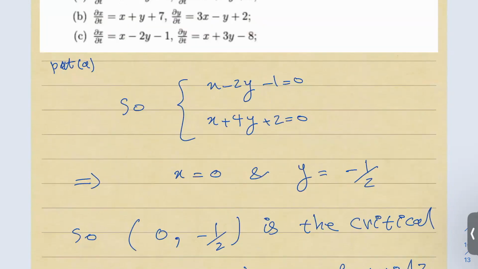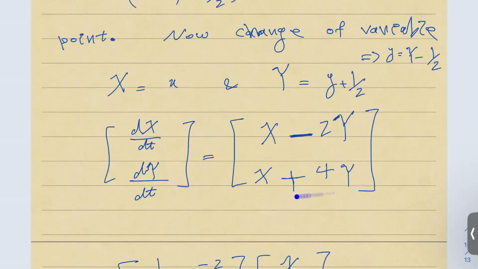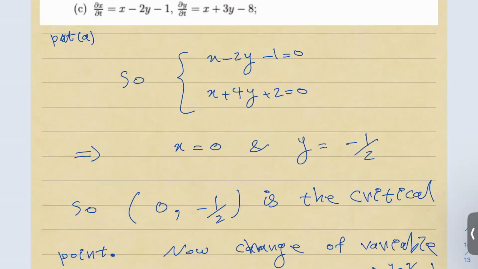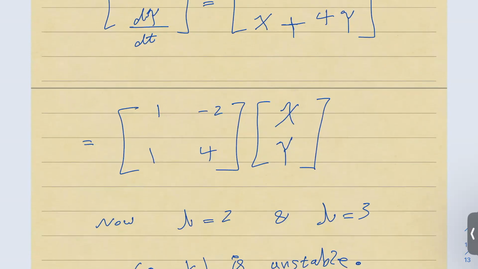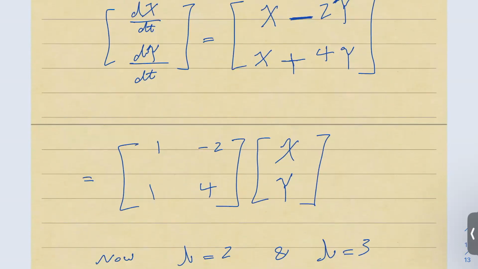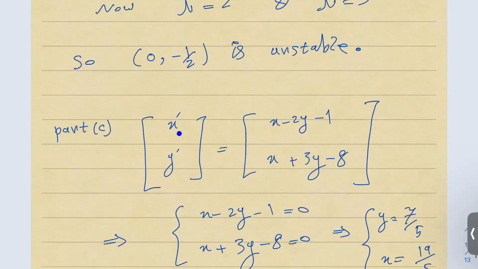Nevertheless, this system of ODEs will be this. The coefficients 1, minus 2, 1, 4 will be the same: 1, minus 2, 1, 4, X, Y. If I decompose it as a multiplication of the matrix, it will be this. I'm sure that you don't want me to write out lambda, lambda 2, 3, 2 and 3. So 0 and minus half is unstable. Part C.